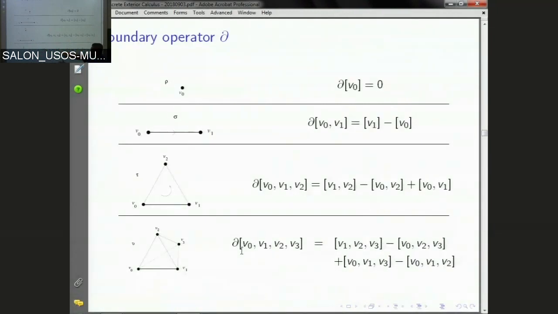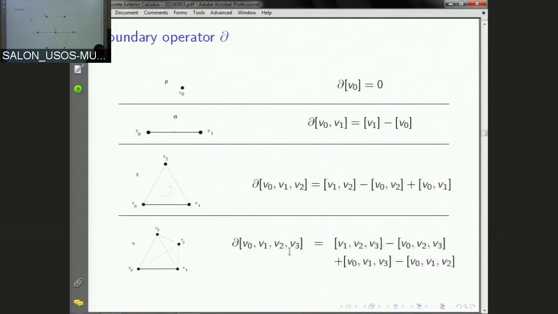This philosophy applies to tetrahedra in the last line. It applies to one simplex and so on. Yeah? The boundary of an interval is the endpoints. From one you depart, to the other one you arrive. One gets a plus and one gets a minus. Okay?